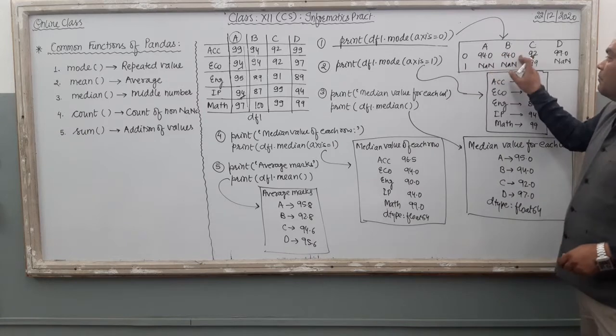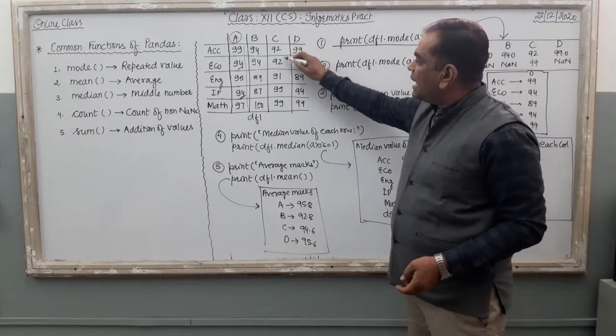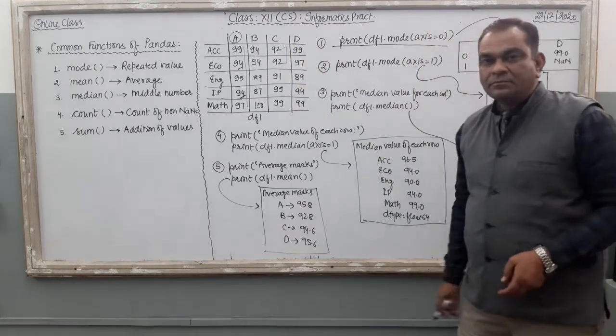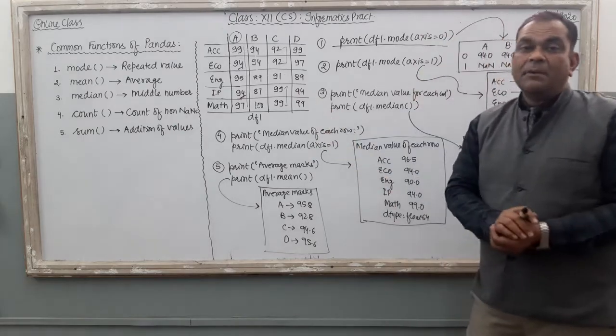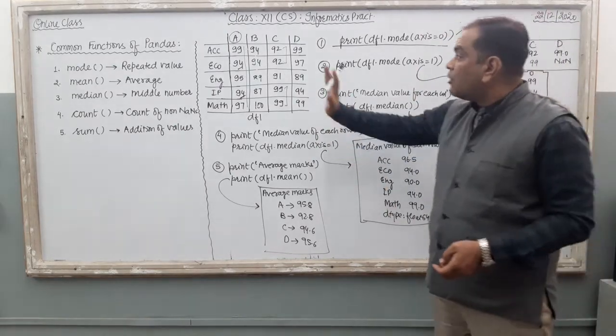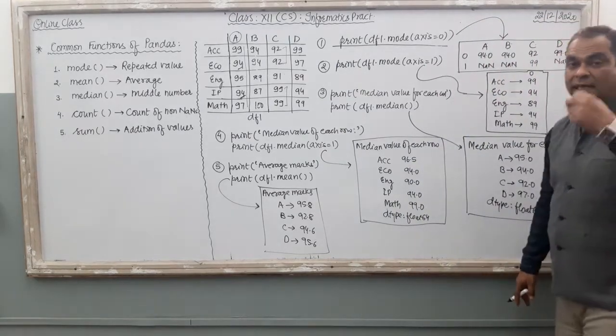Clear? So here B is 94. Now just check this column number C: 92, 92. Both the values are repeated. Then 91, 99, 99. Here again repetition is there. So here, according to this column, two different most repeated values are there.